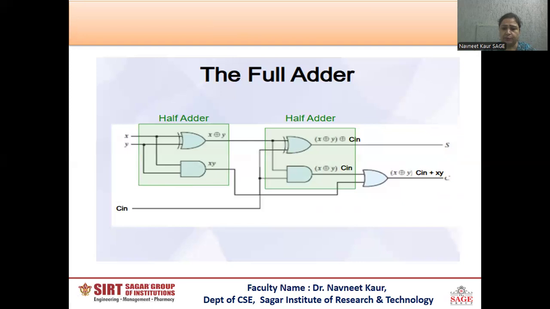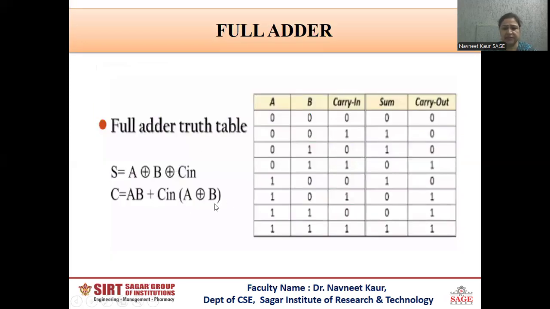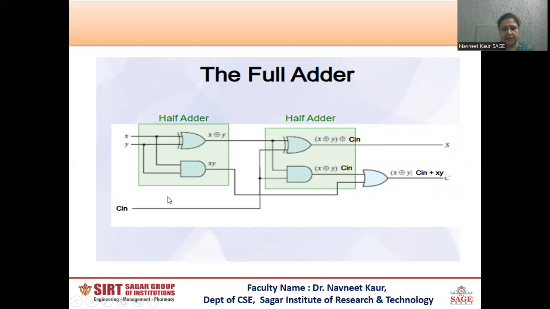Now, for carry output, the expression is A XOR B is ANDed with C in, and A is ANDed with B, and both are ORed together. Here, A and B, or we can say the two inputs X and Y, are XORed and ANDed with C in. Similarly, X and Y are ANDed, and both outputs are given to the OR gate and this will generate your carry output. So this will be the whole logic circuit diagram of the full adder circuit.